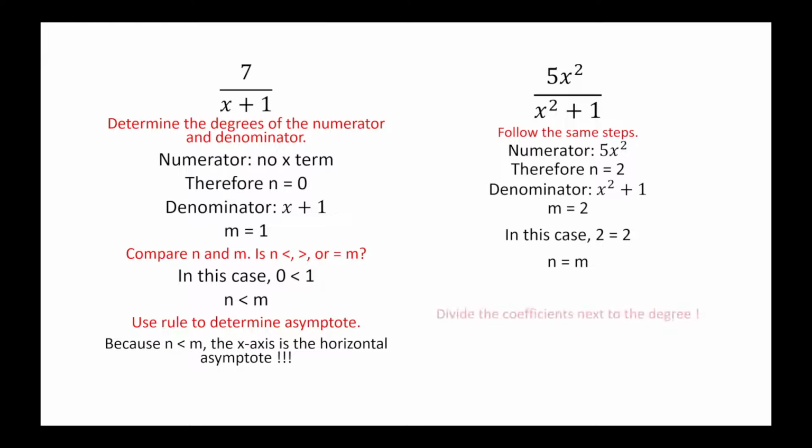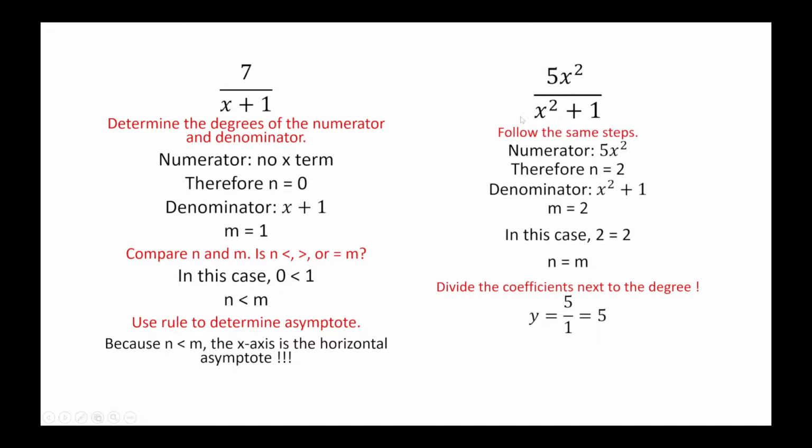Now, what does that mean? That means that in order for us to figure out what the horizontal asymptote is, we have to divide the coefficients. The coefficients in this case, again, are going to be next to the variables that correspond to the degree of the numerator and denominator. And so the exponents are here, and so the coefficients will be over here. On top, the coefficient is 5. On the bottom, it appears as if there's no coefficient, but we can assume that there's a 1.